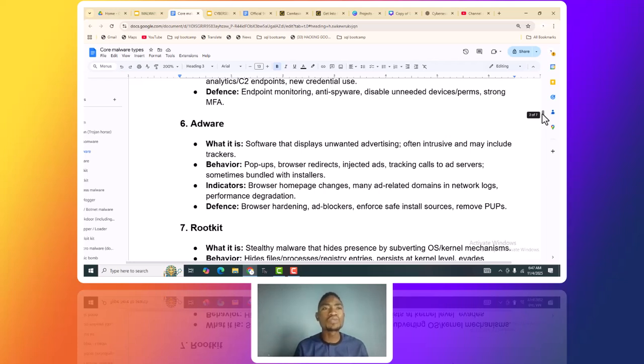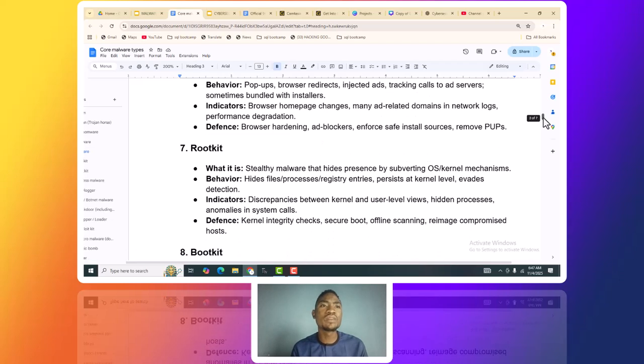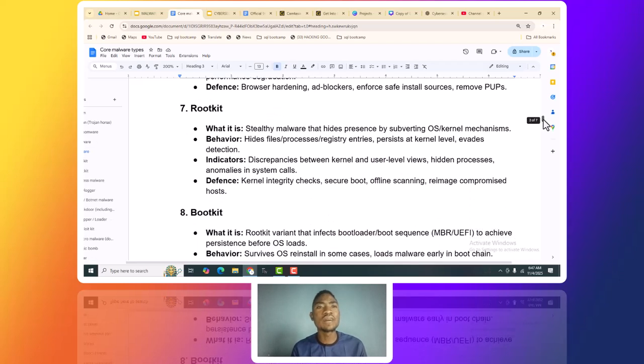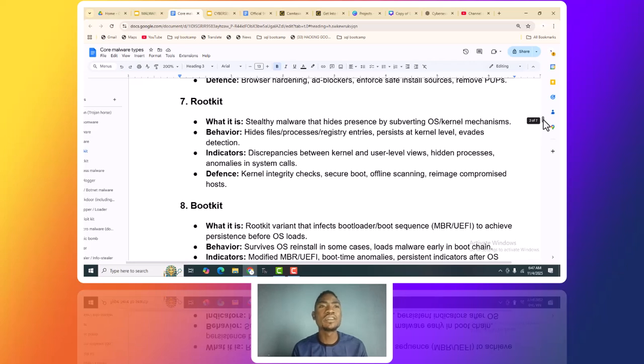And what we need to do, since adware is a browser issue, or mostly a browser challenge, is browser hardening: to harden our browser using ad blockers, enforcing safe installation sources, and even strengthening the anti-malware on our devices. So adware is one of the things that each and every one of us has encountered, directly or indirectly.